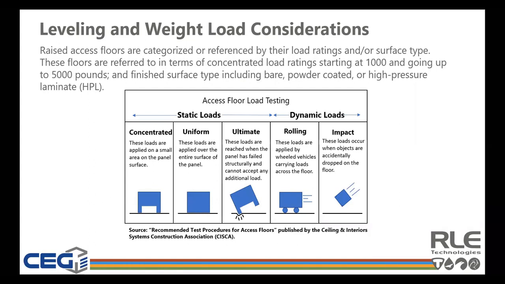A fully loaded 42U rack can weigh over 1,600 pounds. So as racks become taller and even more densely loaded, data center panel weight ratings become increasingly important. Standard options available on the market range from 1,000 pound to 5,000 pound rated panels. And again, I'm referring to concentrated load ratings with those numbers. As you can see from this slide, there are many other load tests that raised floor panels are tested for. However, concentrated and rolling load tests are most commonly referred to when discussing data center flooring's weight or load ratings.